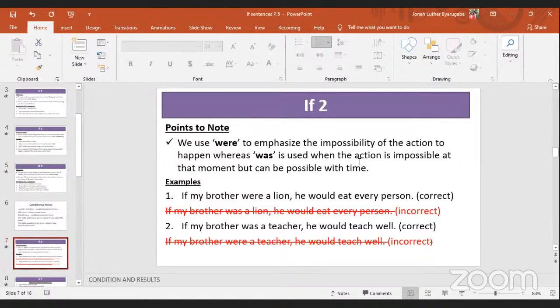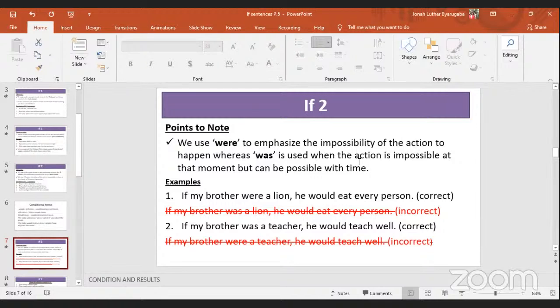So this is what I was trying to tell you. We use were to emphasize the impossibility of the action to happen, whereas was is used when the action is impossible at the moment, but can be possible with time. For example, if my brother were a lion, he would eat every person. That is very correct. But you cannot say, if my brother was a lion, that means my brother is not a lion, but he has a chance of becoming a lion in the future. So that is where the distinction comes in. So that one becomes incorrect for you to say, if my brother was a lion.